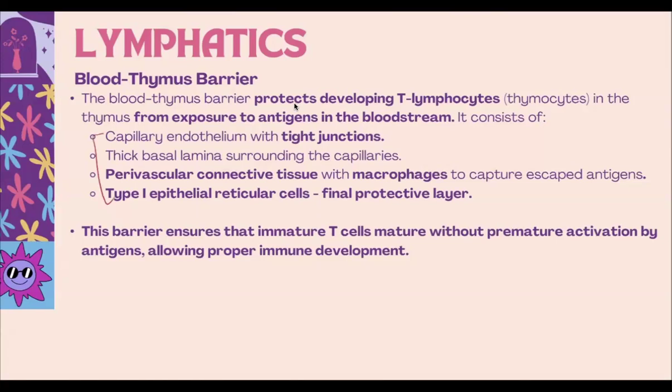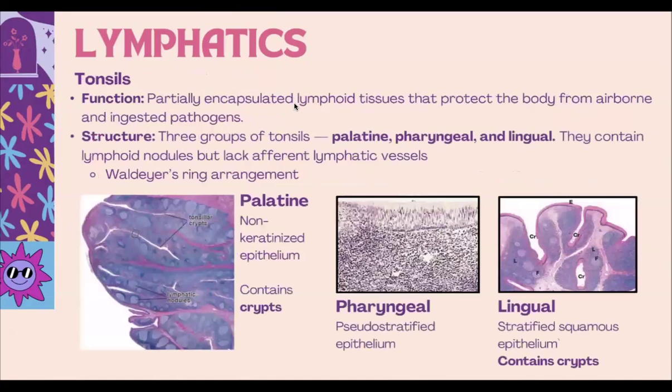Very important to note, in my opinion. Capillary endothelium, so they have tight junctions. So it's a full barrier. A thick basal lamina, and then they have perivascular connective tissue, and they have macrophages in case antigens do escape into the thymus. And they also contain type 1 epithelial reticular cells, which is your final protective layer. So they can ensure that the T cells get to mature and grow properly without being disturbed by antigens. This is important for T cell development, so they later on don't cause problems.